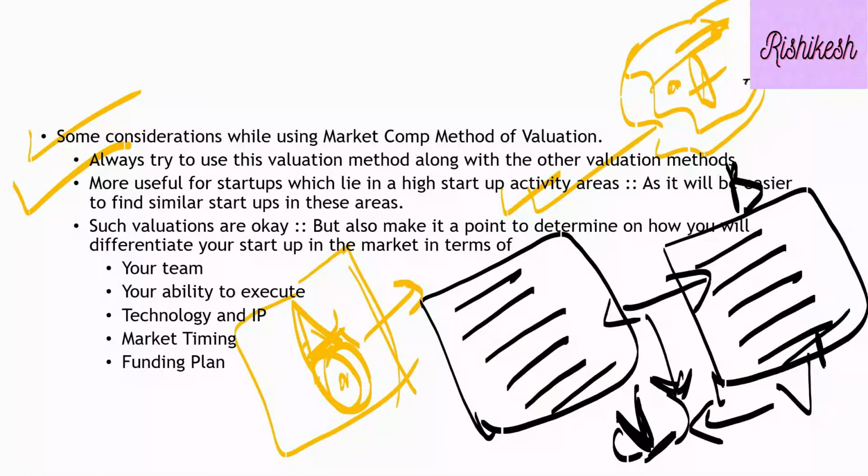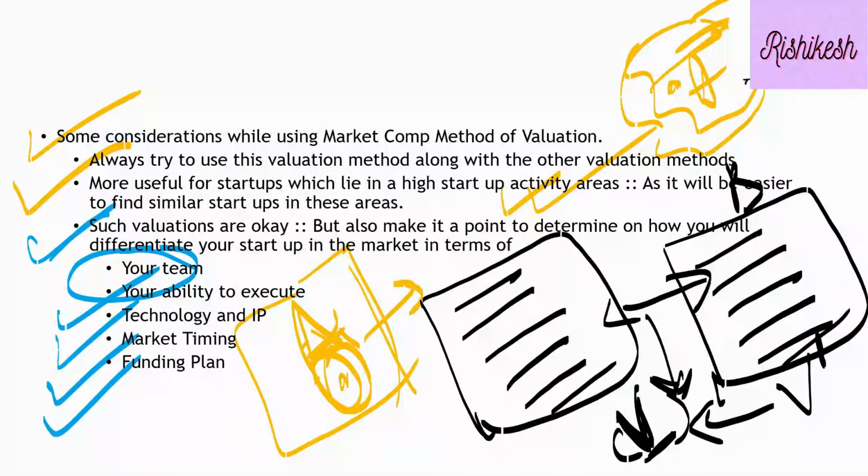Differentiation points in terms of your team, right? What are the important points about your team, the differentiating things, your ability to execute, your technology and your intellectual property, how they are different, and how they're going to make things easier for customers. Whether it's a breakthrough kind of technology or just a good-to-have kind of thing. Market timing, the timing at which you are entering the market. Funding plan, what is your funding plan?